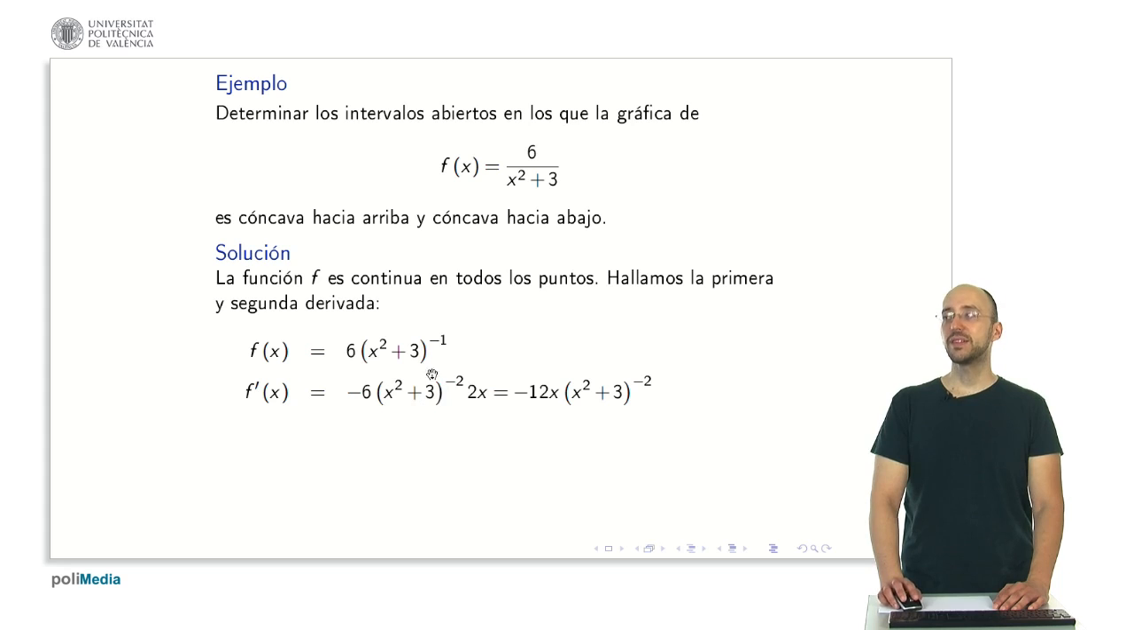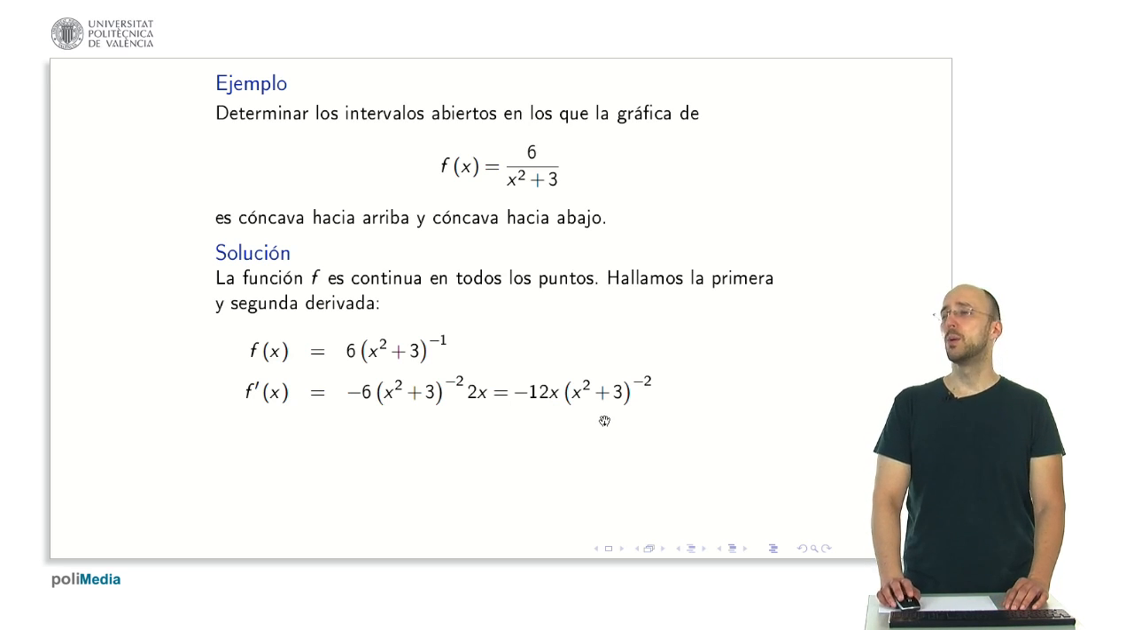The x squared plus 3, for now, remains undifferentiated. Next, we multiply it by the derivative of x squared plus 3. Let's make a slight adjustment. You'll notice that I have 2x here, and it moves to the front. So we end up with minus 12x times x squared plus 3 raised to the power of minus 2.